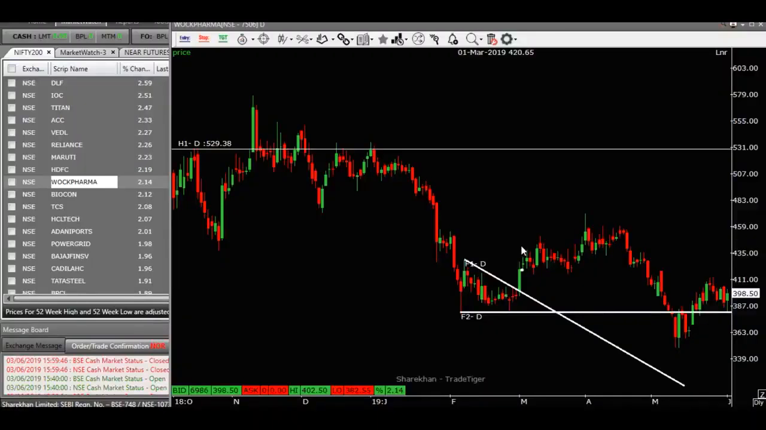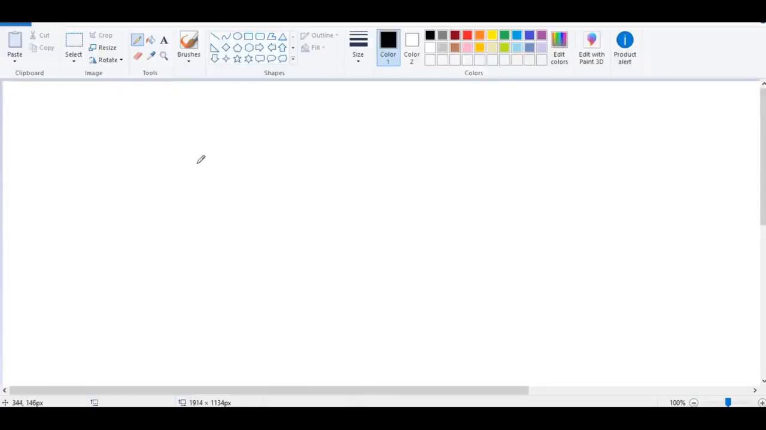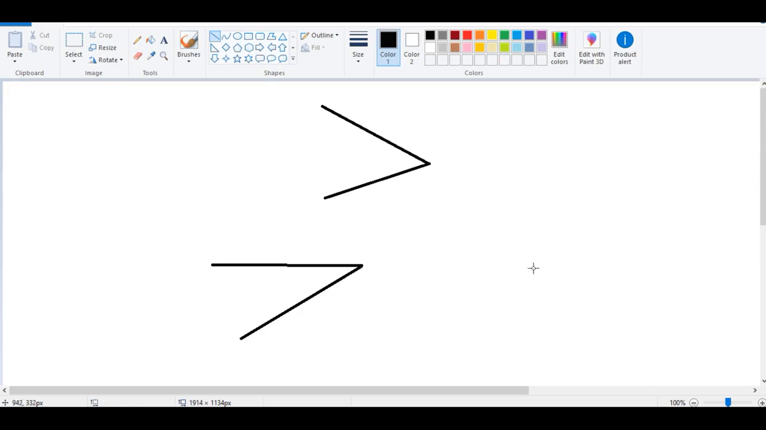So let's cover triangle patterns now. Okay, and we have three different types of triangles. One is called the symmetrical triangle. Second one is called the ascending triangle. And third one is the descending triangle.